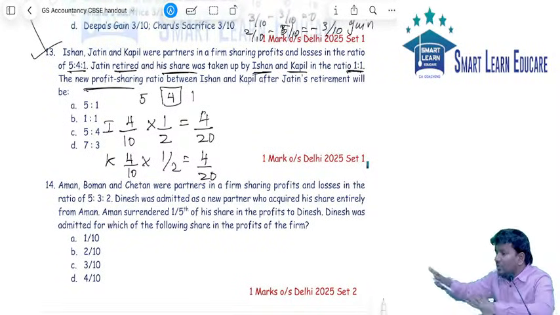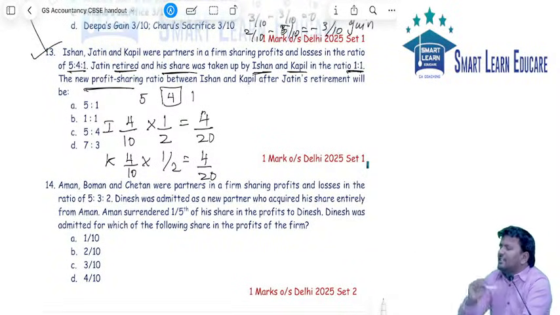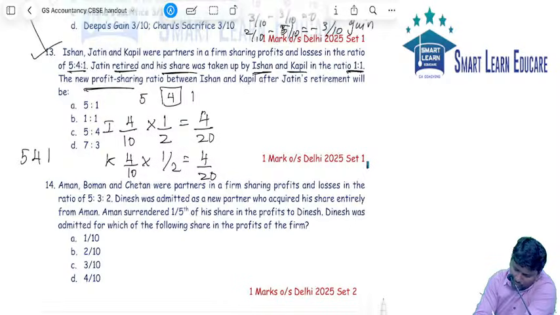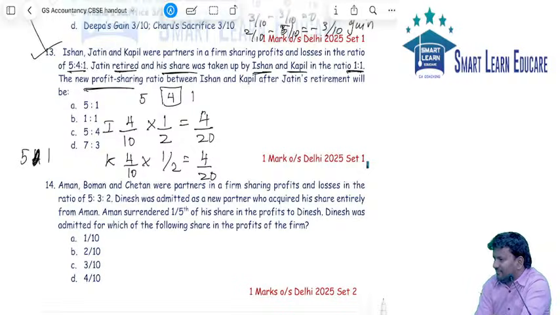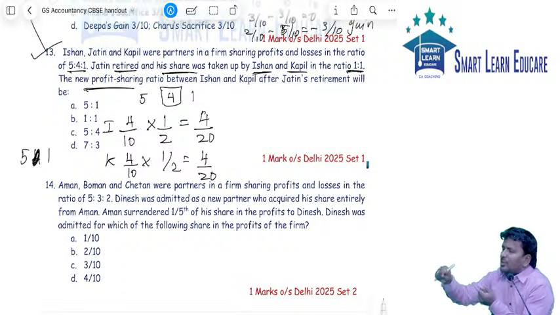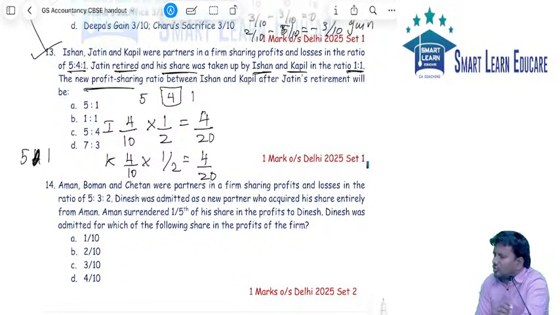எப்போ உங்கள் ஆன்சர் 5:1 தெரியுமா? கொஸ்டினில் எதுவுமே சொல்லலைன்னு வச்சுக்கோங்களேன், அப்போ தான் ஆன்சர் 5:1. இப்போ 3 பேர் இருக்காங்க, 5, 4, 1. இப்போ யார் ரிட்டையர்டு? J ரிட்டையர்டு. இங்கே ஜேவோட ஷேரை ரெண்டு பேரும் 1:1 ரேஷியோவில் பிரிச்சுப்பாங்கன்னு சொல்லியிருக்காங்க. அப்போ அதே ரேஷியோ கிடையாது, மாறும்.